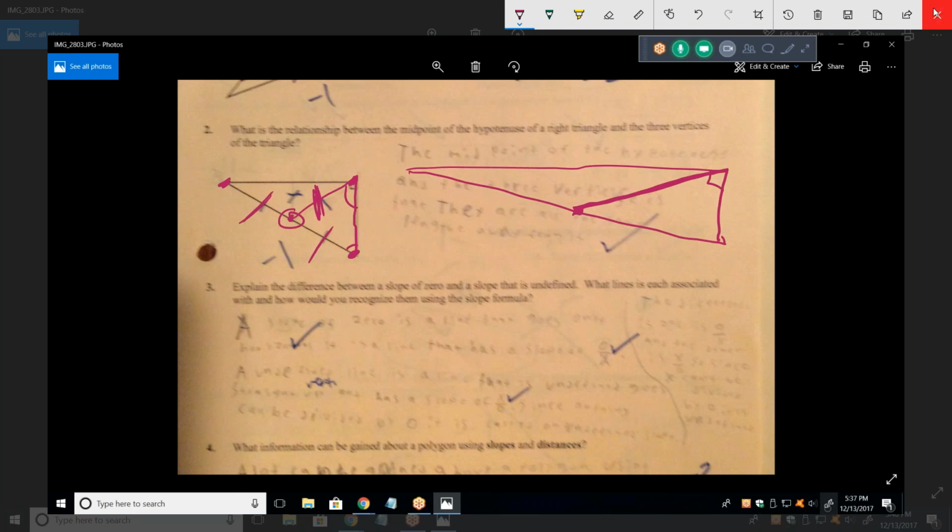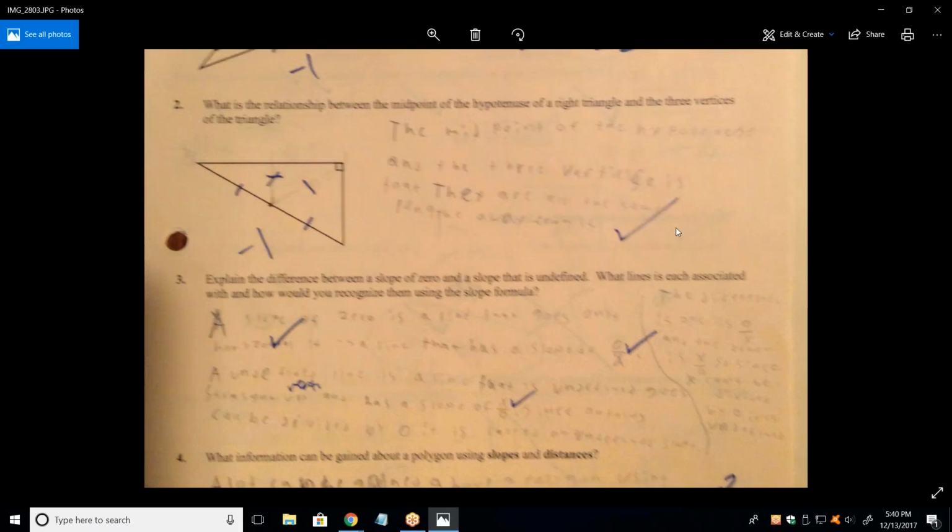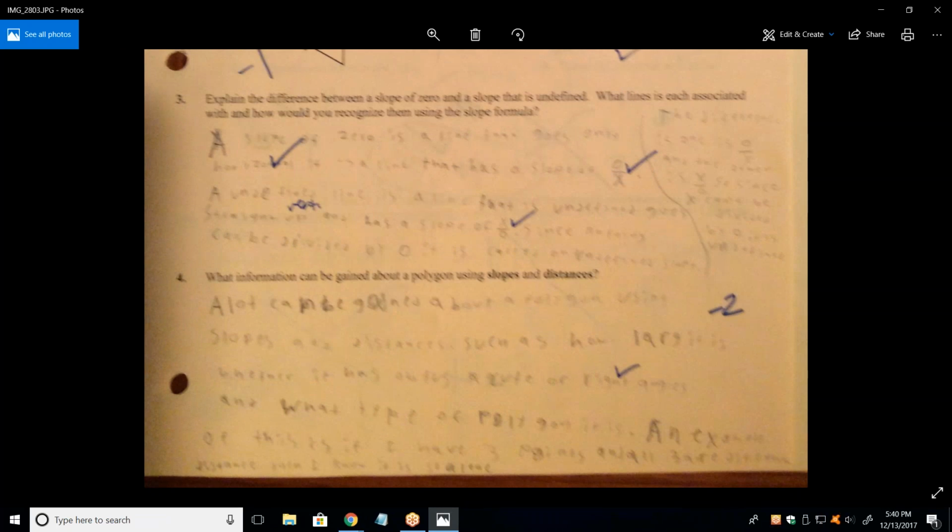All right. Okay. Wow. I really hate geometry problems that require word answers. I don't think that's helpful to anybody.